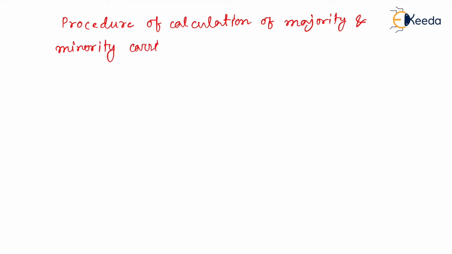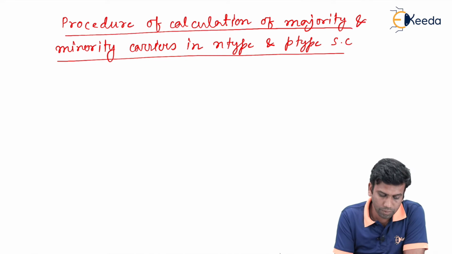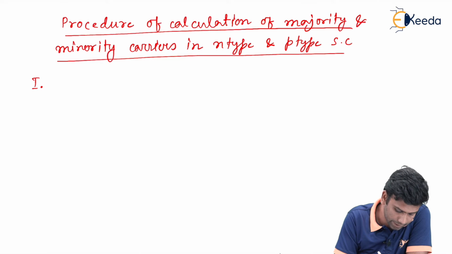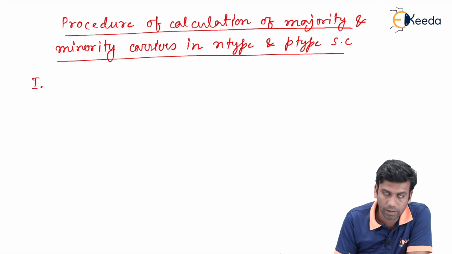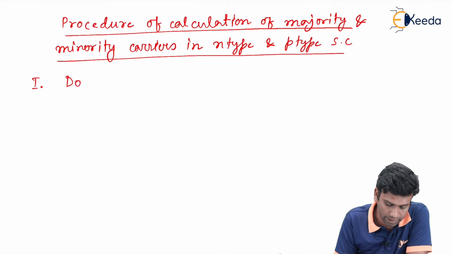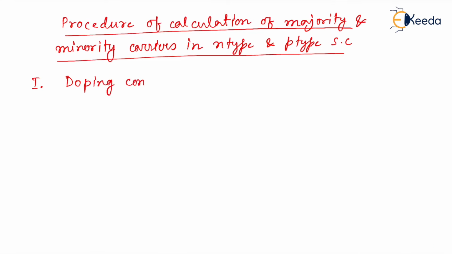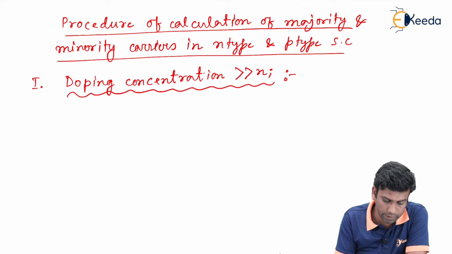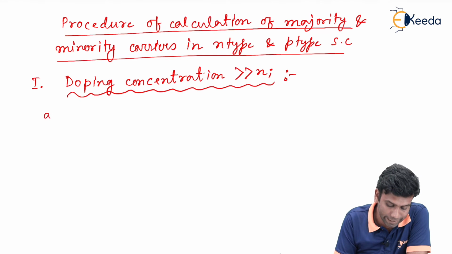So, procedure. It has two parts. Part one is when the doping concentration is very much greater than the intrinsic carrier concentration, that is Ni. So, for this case, let us take an N-type semiconductor.